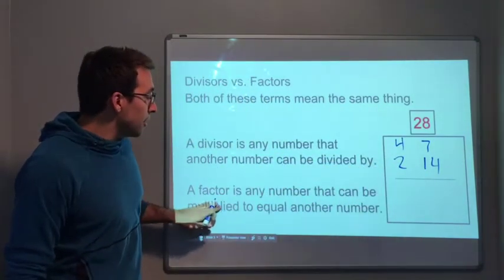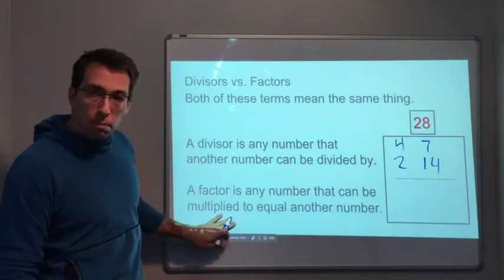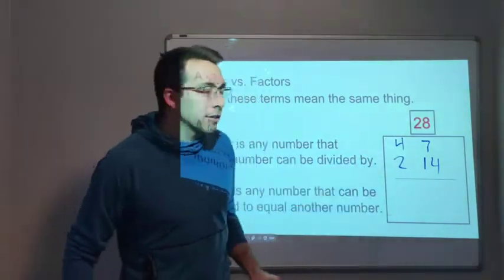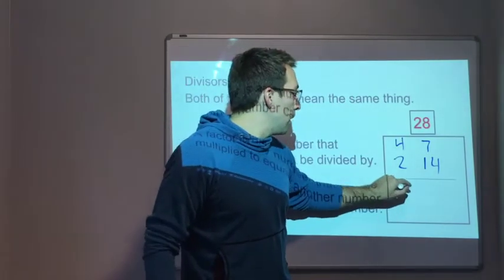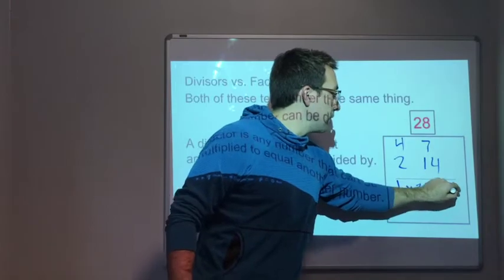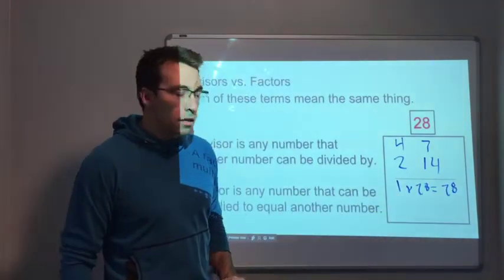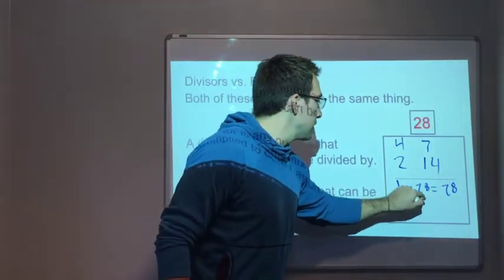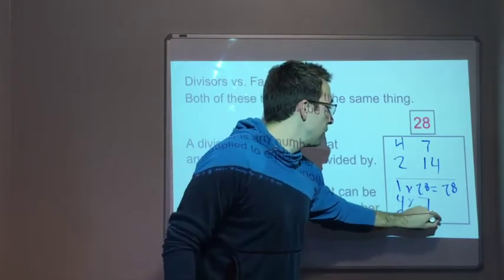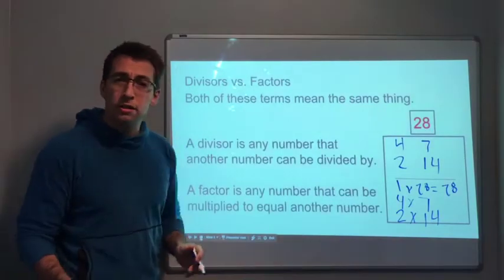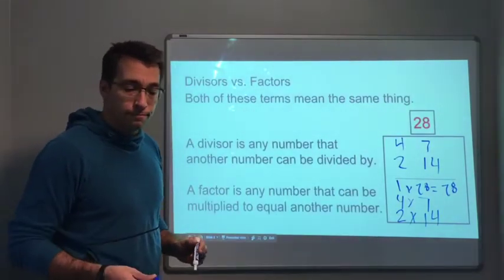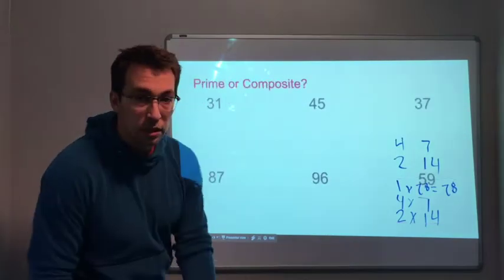A factor is any two numbers that can be multiplied to equal another number. So factors of 28, okay? 1 times 28 equals 28. Those are factors, 1 and 28. 4 times 7, 2 times 14. All of those are factors of the number 28. Okay.